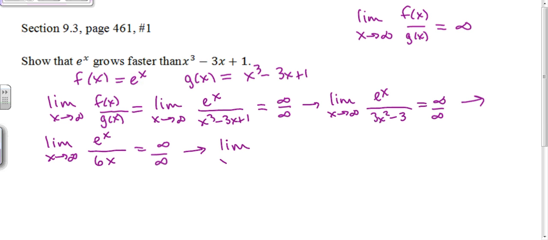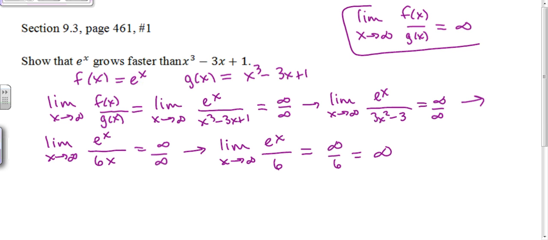So I've got my limit as x goes to infinity. The derivative of e to the x is still e to the x, and the derivative of 6x is going to be 6. Now, when I substitute in, I'm going to get infinity over 6, and that is actually going to be equal to infinity, which tells me that my criteria up here, that f of x over g of x in the limit as x goes to infinity will be equal to infinity, is telling me that f of x has to be bigger than g of x, or e to the x has to grow faster than x cubed minus 3x plus 1.